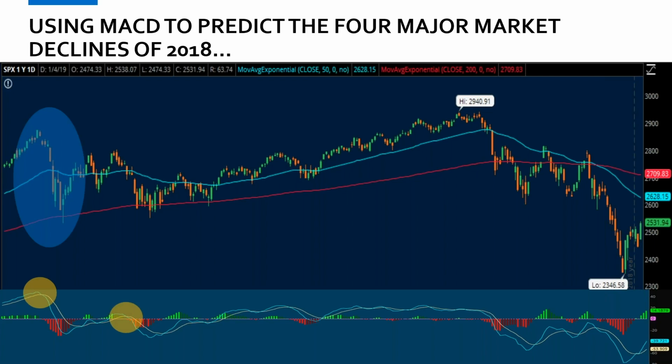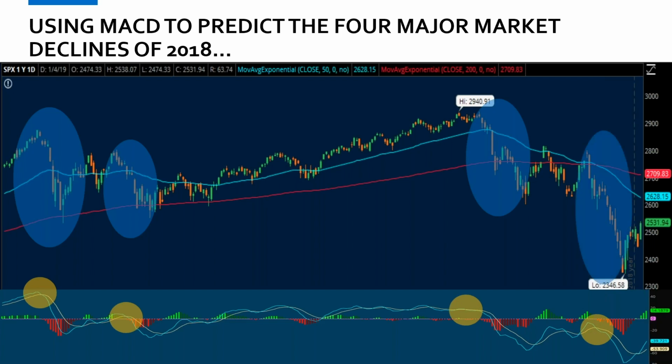Here's another cross where the signal line crossed below the yellow line, and we see that in March. That gave us a warning that there was going to be a reversion back to the 200-day moving average. We saw another cross in October, and this one gave us a little bit more warning. It told us about a week ahead that we were going to see another sell-off in the market. And then finally in December, we saw a cross, and it gave us a pretty good warning that we were going to see another correction.